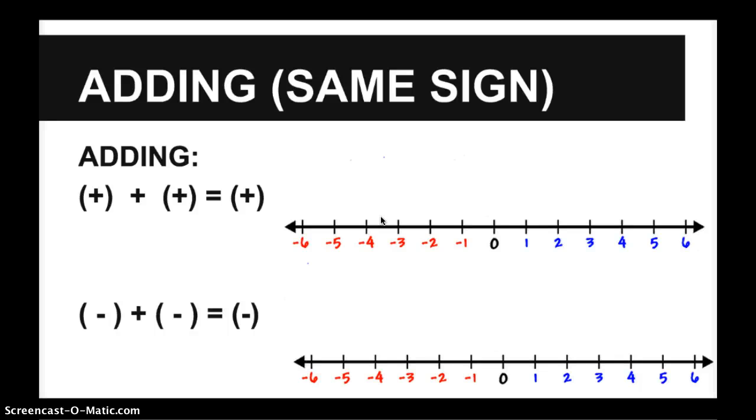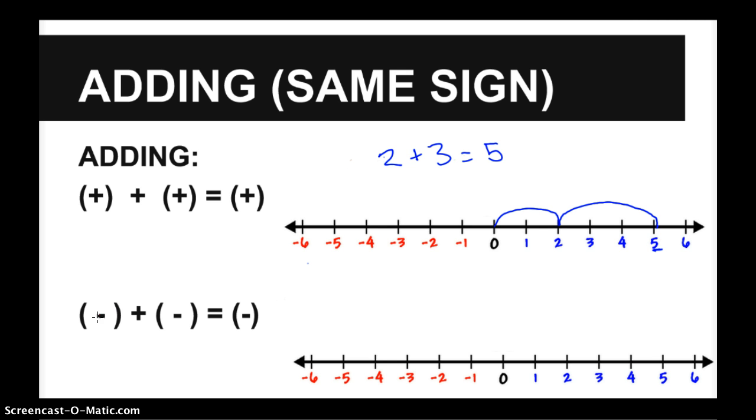All right, let's get started on adding integers. Here's a couple of rules. If you're adding integers that have the same sign, like a positive number plus a positive number, that's going to give you another positive number. A real basic example of this is 2 plus 3 equals 5. We have a positive 2, plus a positive 3 gives us a positive 5.